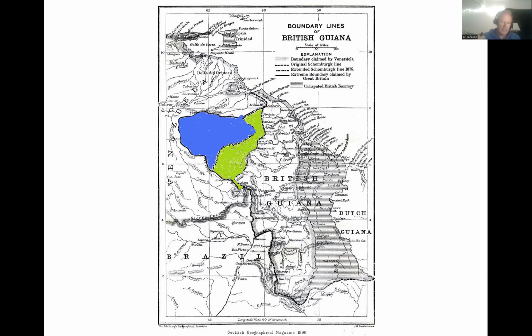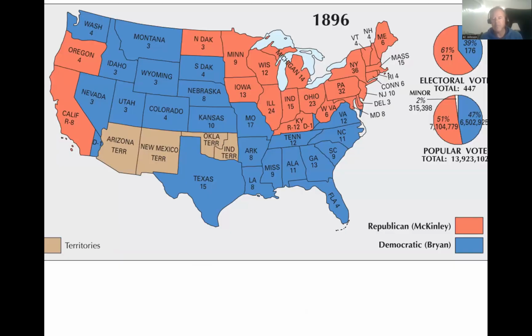Venezuelans appeal to the United States. The U.S. issues a statement which comes to be known as the Olney Doctrine, O-L-N-E-Y, named for the Secretary of State in the Cleveland administration, saying the U.S. will not tolerate such action. And the idea is to give the Monroe Doctrine some teeth.